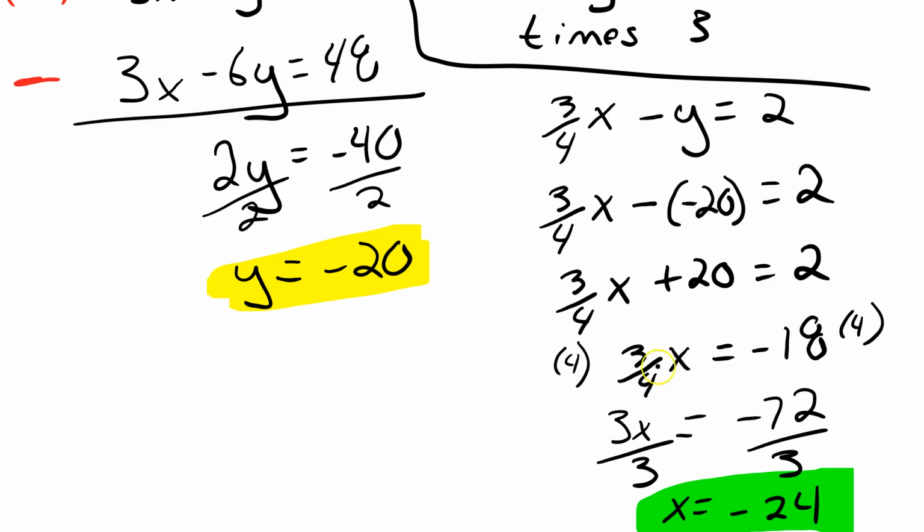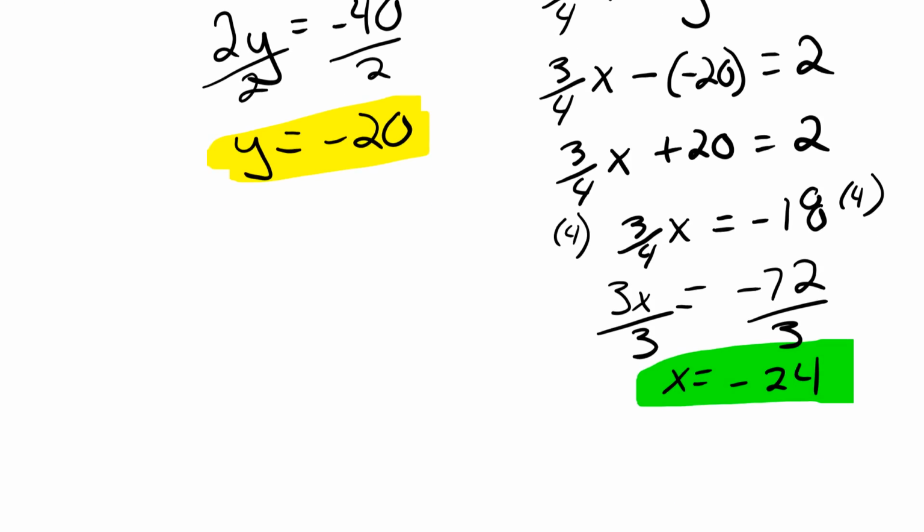Now this step here, technically I could have multiplied this by the reciprocal, which would have been 4/3. Would have got me the same answer a little quicker. But I did the same thing, right? Multiplied by 4, divide by 3 is the same as the reciprocal 4/3.